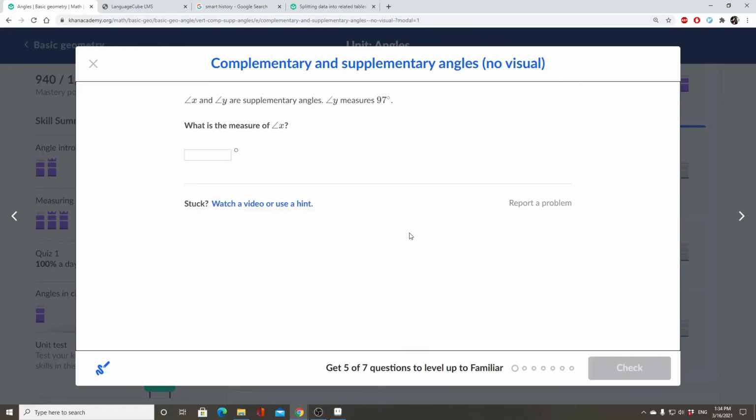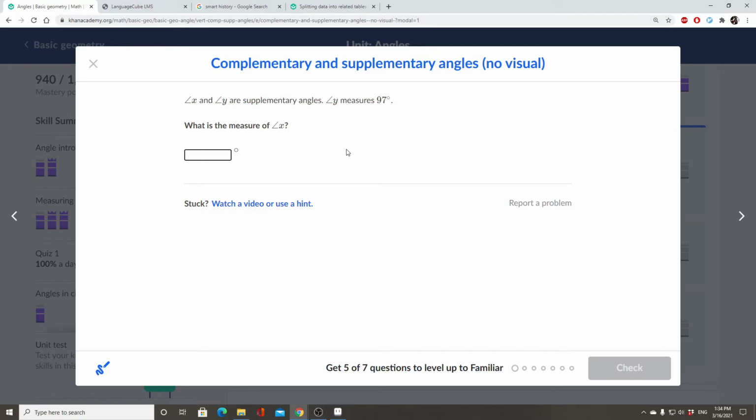So complementary and supplementary angles. Okay, let's take a look. Yeah, this is a little tricky. X and Y are supplementary angles. Y measures 97. What is the measure of X? So supplementary angles are equal to 180 degrees. So 180 minus 97.